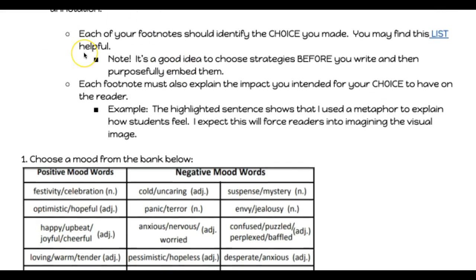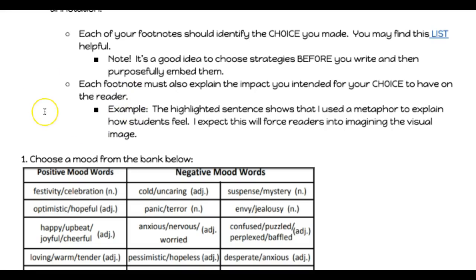Each of your footnotes should identify the choice you made. Now, there is a list here that gives you some possible different instances of author's choice, but the main ones we've been focusing on are similes, metaphors, and personification, and then connotation and word choice. So those would be the ones that I would suggest focusing in on. Note, it's a good idea to choose strategies before you write and then purposefully embed them instead of trying to go back later and force them.